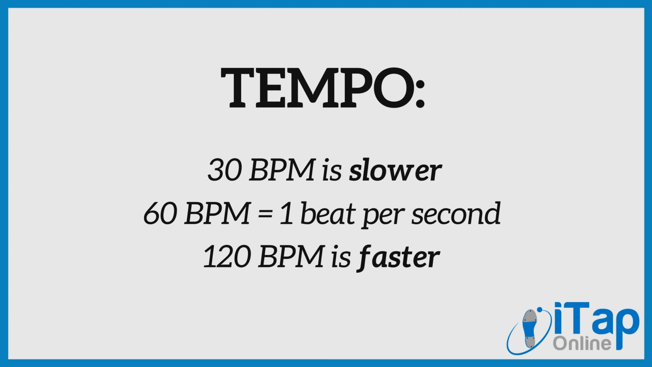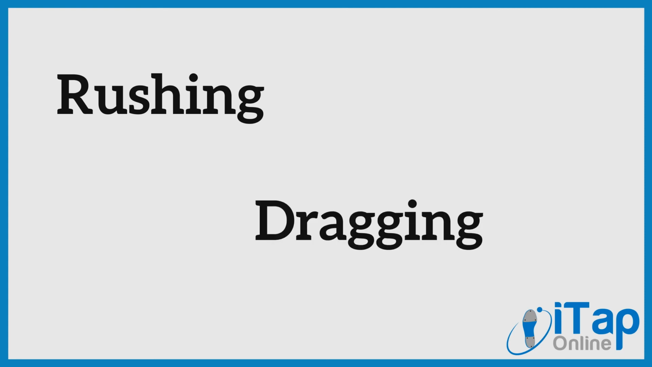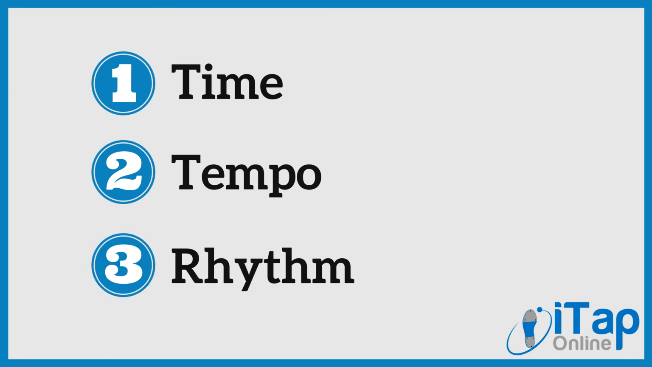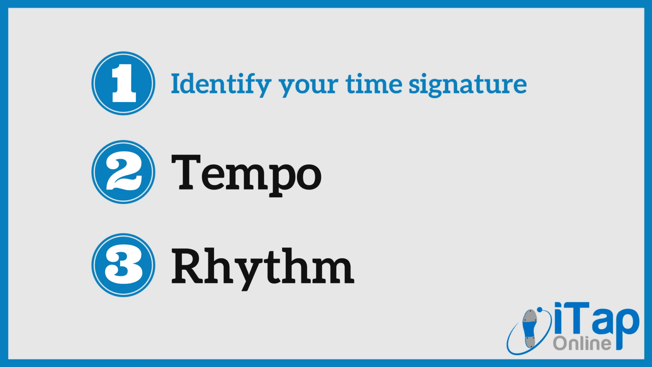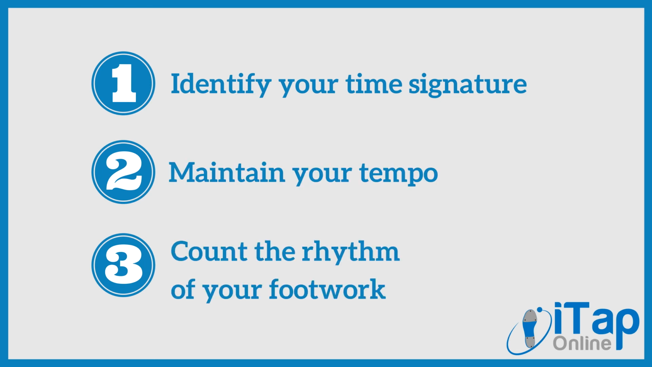Dancing ahead of the beat is known as rushing, while dancing behind the beat is known as dragging. With clear definition of time, tempo, and rhythm, you now have the tools to practice identifying time signatures, maintaining your tempo, and counting the rhythm of your footwork.